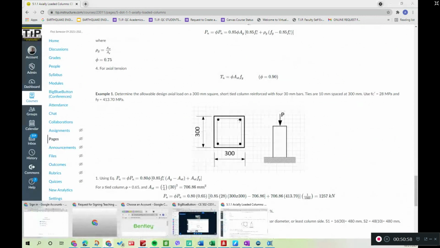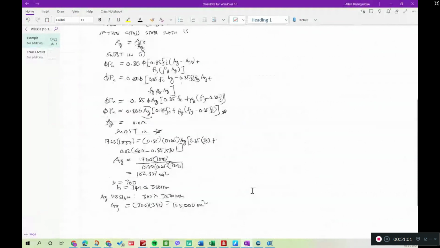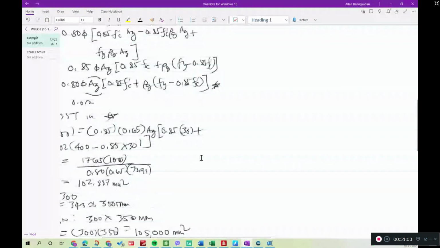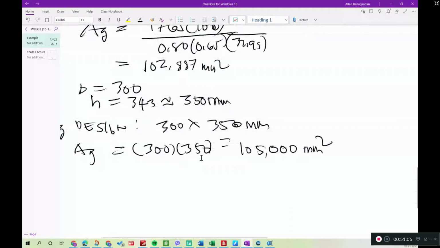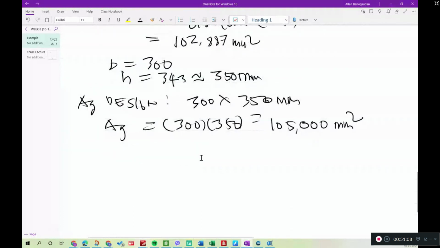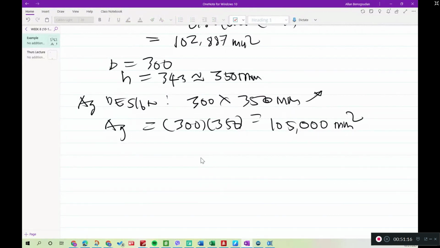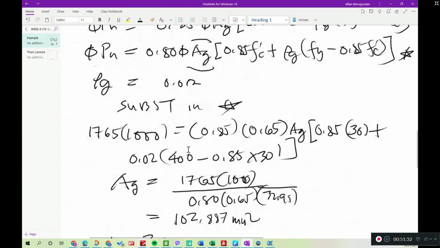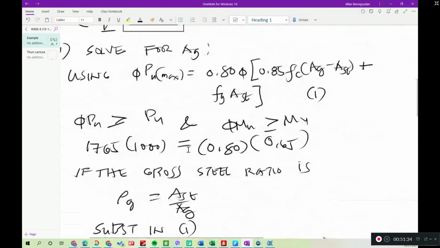So I hope you got the structure of the computation anyway. So this one is the design. This is your first iteration. It can be that the first cannot be okay, so you have to watch out for that. Okay, so I hope you understand what I'm doing, what we are doing rather.